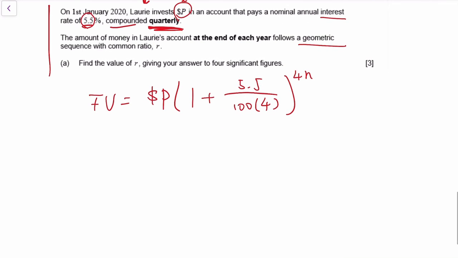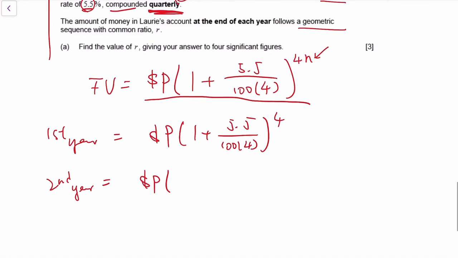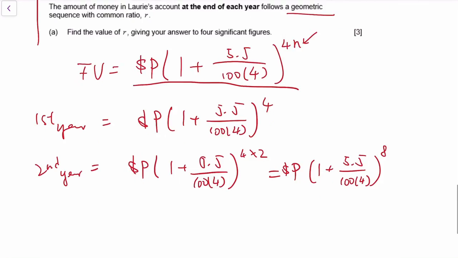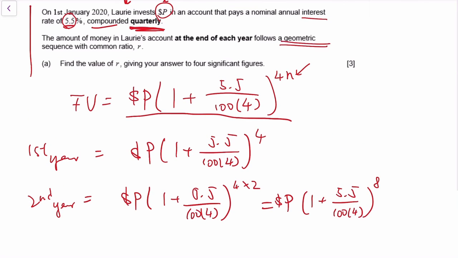Because what happens is after the first year, how much will you get? Well, you will get basically this, but with n being 1. So you get this. But after another year, after the end of the second year, you would get this amount, where 4 times 2 is 8. And the question told you that you can view this as a geometric sequence.